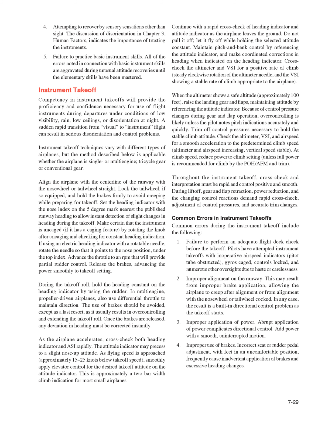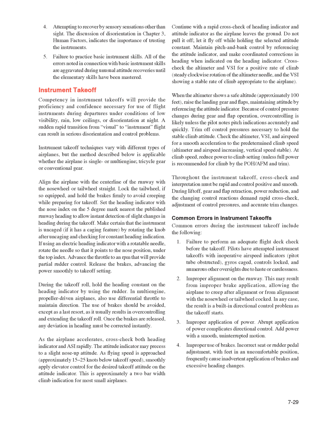When the altimeter shows a safe altitude, approximately 100 feet, raise the landing gear and flaps, maintaining attitude by referencing the attitude indicator. Because of control pressure changes during gear and flap operation, over-controlling is likely unless the pilot notes pitch indications accurately and quickly. Trim off control pressures necessary to hold the stable climb attitude.